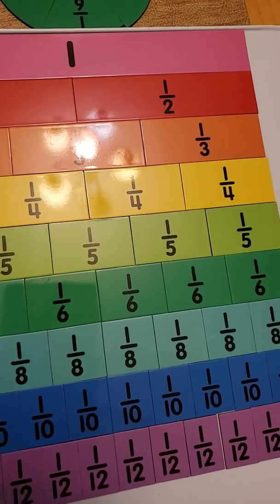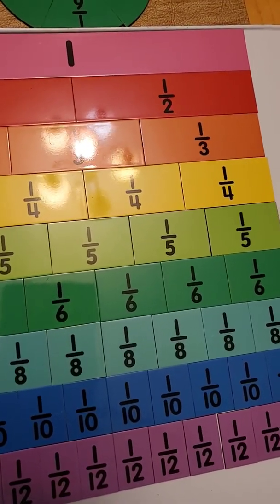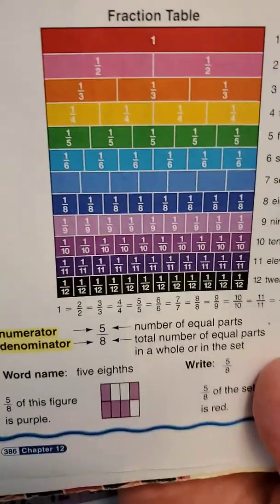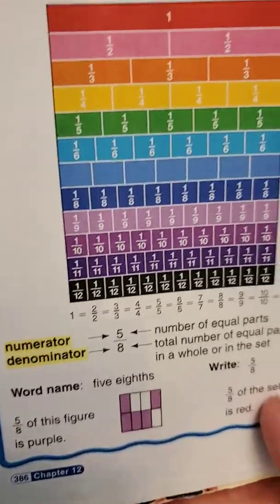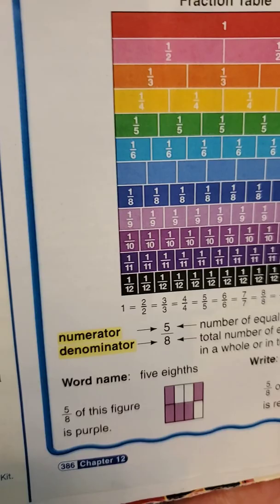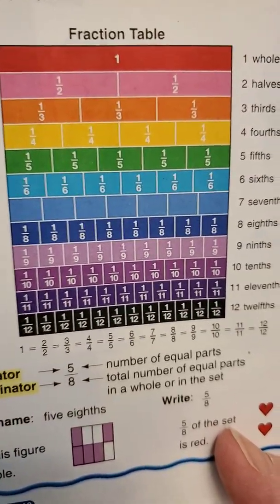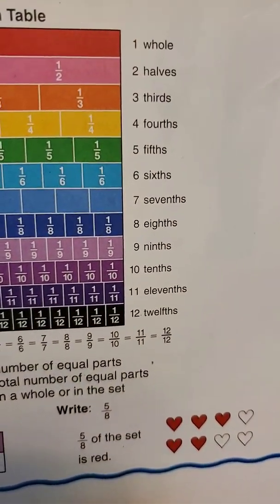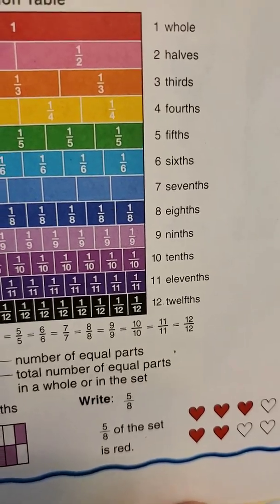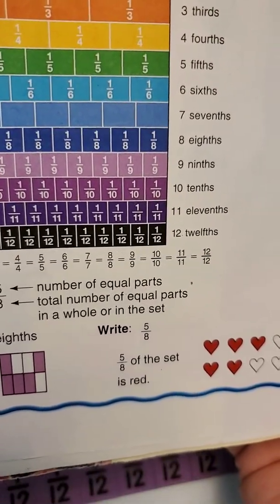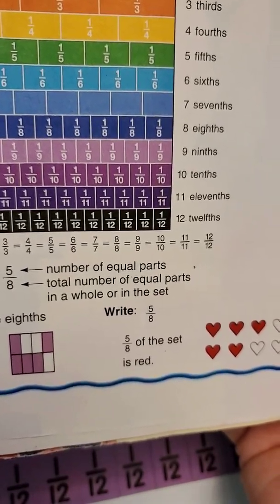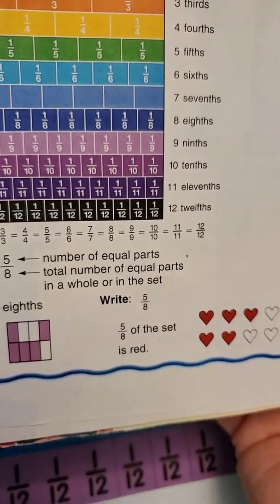If you look at page 386, you're going to have this picture here. There are different colors in mine, and they go all the way down to 12ths, just like mine. But refer back to this page a lot when you don't understand, because it shows you 1 whole, 2 halves, 3/3, 4/4, 5/5, 6/6, 7/7, 8/8, 9/9, 10/10, 11/11, and 12/12.